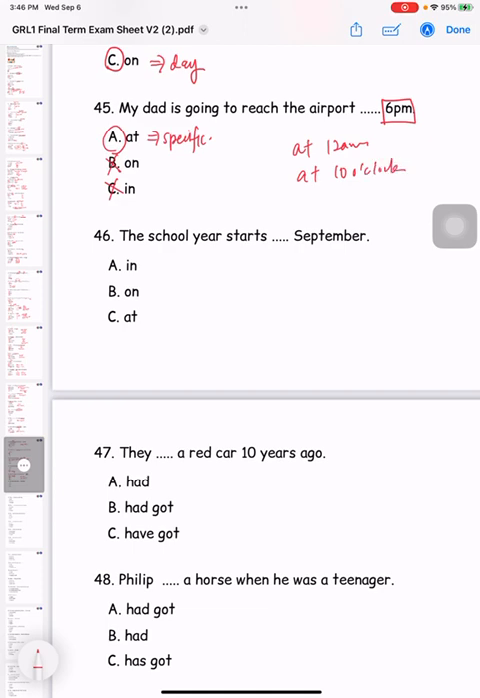So 46, the school year starts September. Alright, it's talking about the month. Alright, so it's very general. So which one is it? It should be in. Okay, so in is for month, for season, for years.